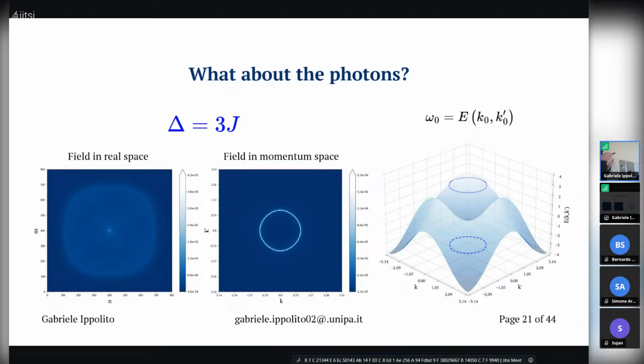But now, if we take, for example, an intersection of a horizontal plane that is placed at the atomic frequency with our two-photon band, we observe that we have a continuum of resonant modes with our atomic frequency. And this pattern mirrors this intersection. It is nothing but the projection of this intersection onto the k and k prime plane. And most important, we are at delta equals 3J.